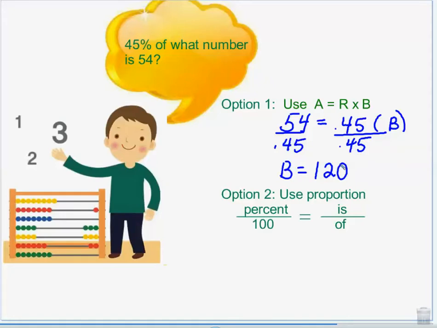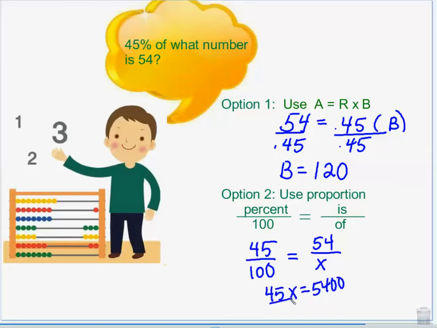Let's try the same problem using our proportion method. So in this case, we have 45%. So we're going to start by putting 45 over 100 equals, we know the is value is 54, and we're looking for the value that it's of, so that's my x. Again, using our properties of proportions, we'll cross multiply to solve. 45 times x is equal to 54 times 100, or 45x equals 5400. Divide both sides by 45, and then solve to find out that x again is 120.